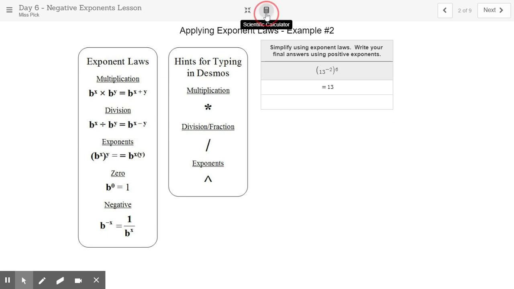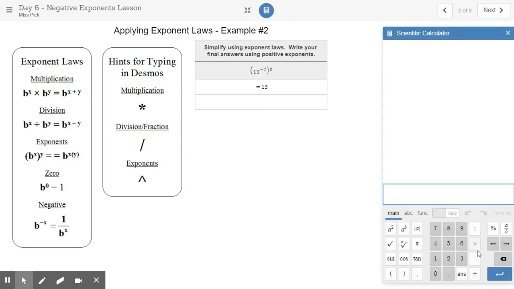So -2 times 6, if I use that scientific calculator that's built in. Now there isn't a separate negative button, but you can actually use the minus key, which you cannot do on all calculators, but you can on this one. So -2 times 6 gives me -12. So I write here that this is 13 to the power of -12.